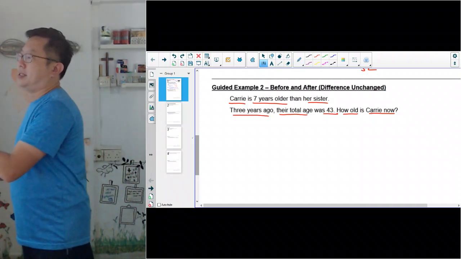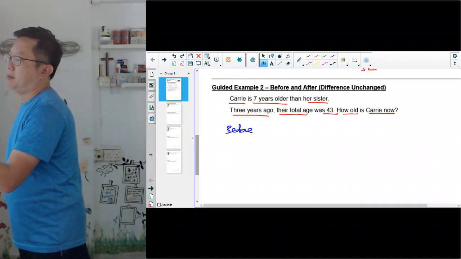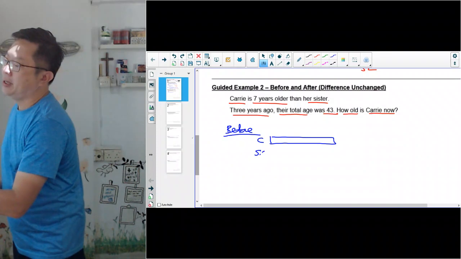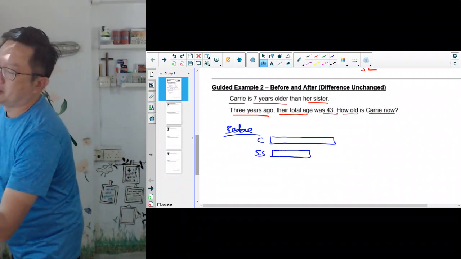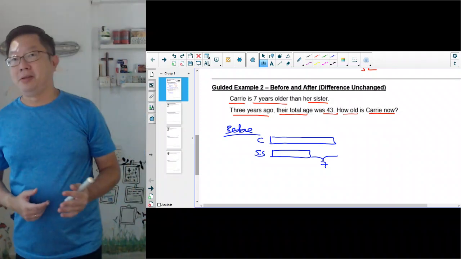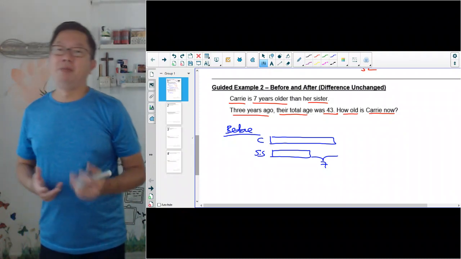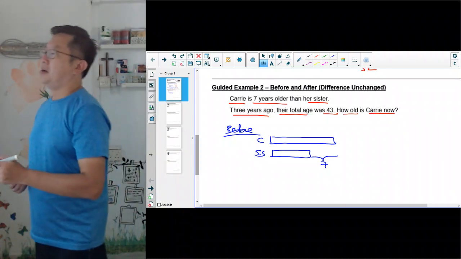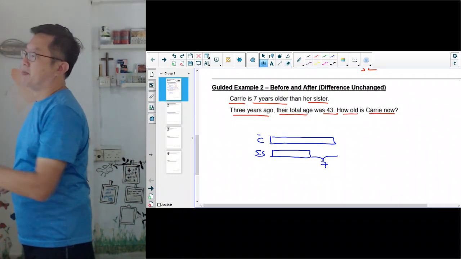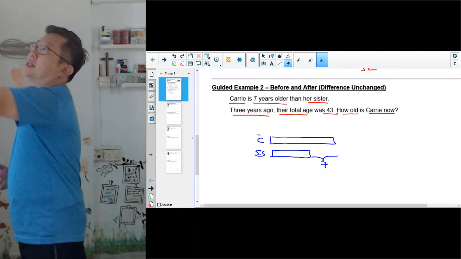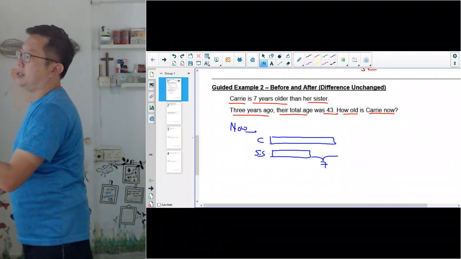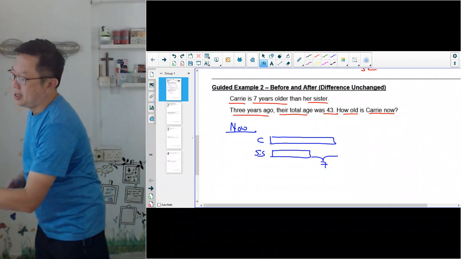Carrie is 7 years older than the sister, and that is the before. So Carrie, older than the sister. Okay, sister, and so I'm going to put down 7 years older. 3 years ago. Now the 3 years ago, I can't call it after. It doesn't sound correct to call it after. So I'm going to change the label a little bit so that it's more relevant. Instead of calling before and after, let's call it now and future. Okay, let me just erase this little line. So now, let's call it now. How old are Carrie and the sister now? And the future.